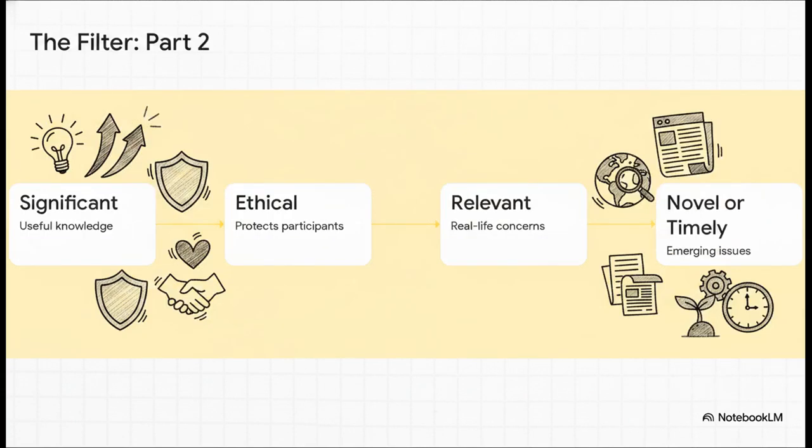Now, the second half of the filter makes sure your work actually matters. Number 5, it has to be significant, offering useful knowledge or a real solution. 6, ethical. This is huge. It absolutely must protect participants and respect their rights. 7, relevant to real-life, everyday concerns. And 8, novel or timely, meaning it brings a fresh perspective to emerging issues. A rock-solid problem checks off all 8 of these boxes before you even write a single word of your study.